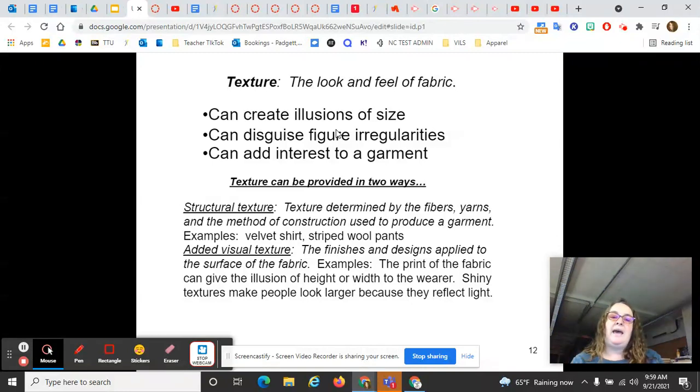Then you can add visual texture, and you do that through the print on the fabric. Whether you're adding height or width to the wearer, sometimes it's a shiny texture because it's going to reflect light. Those are applied to the surface of the fabric. That is the color, the dyes. That's where you're getting that texture.